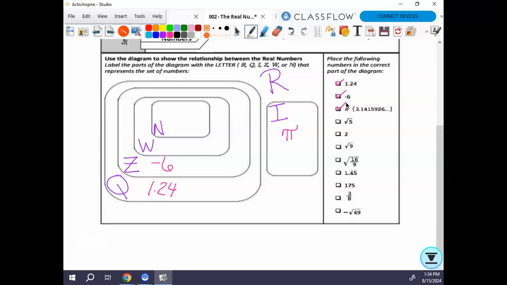Square root of 5. Is that a perfect square? No. So it's not going to be a whole number or anything. It's going to be a what? Irrational number. The square root of 5. There you go.